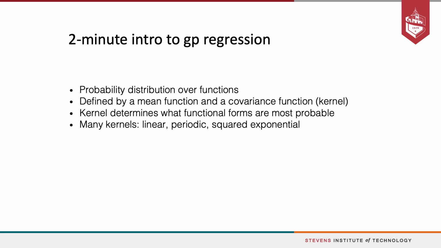They're defined by a mean function and a covariance function, which is sometimes called a kernel. The kernel determines what functional forms are most probable. There are many different kernels. There's a linear kernel. Every function under it is linear. There's a periodic kernel. Periodic. There's a squared exponential kernel, which produces smooth functions.